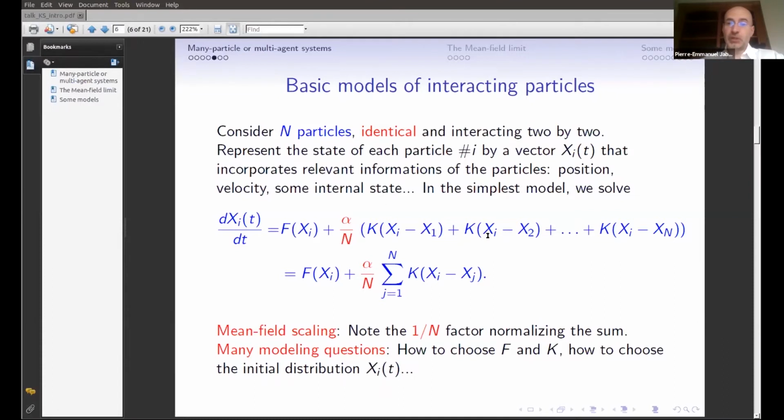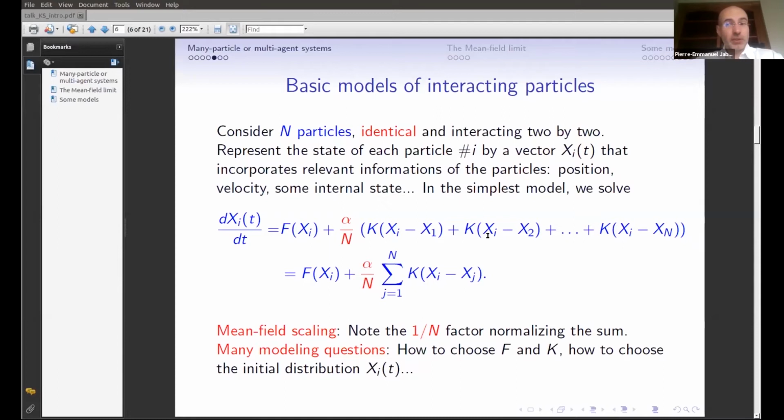So I will represent all I need to know about each particle by a given vector in finite dimension, and I'm going to call that x_i. The kind of things that we put into x_i is the position of the particle, sometimes the velocity, sometimes you add some internal state, right? Could be rotational velocity, for example, some internal energy. There are lots of systems. And if the particles interact 2 by 2, then what you get is pretty much the equation that is written on that slide.